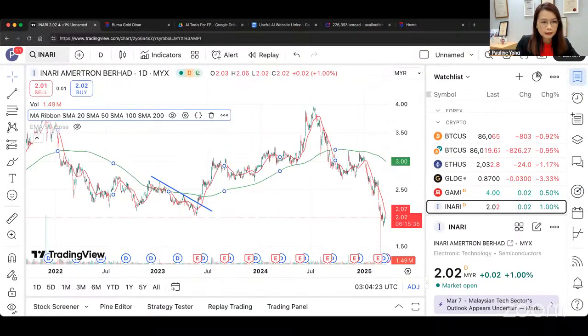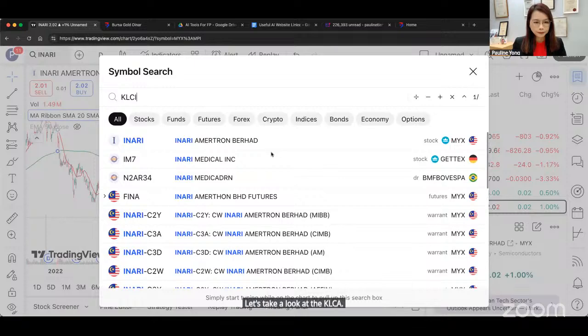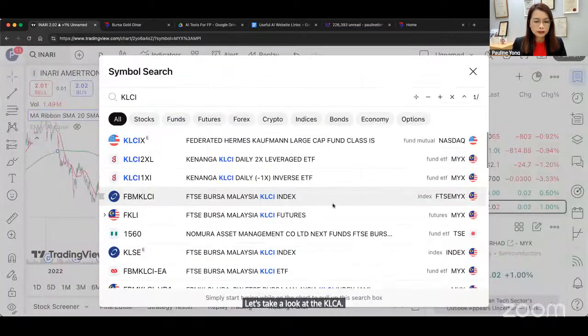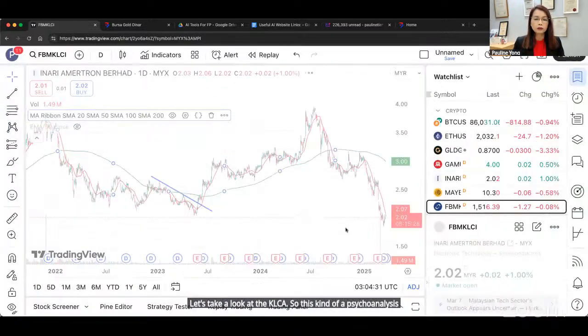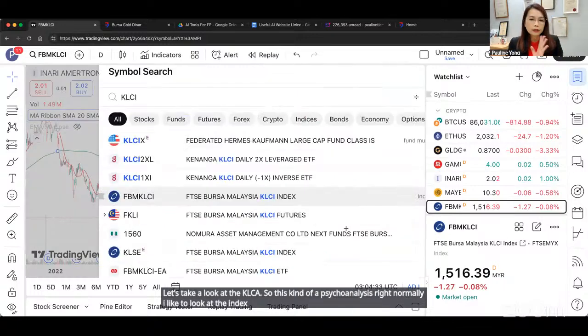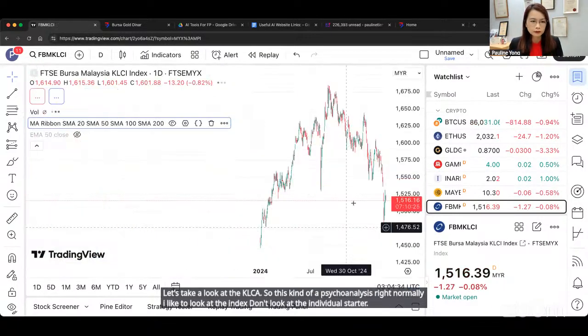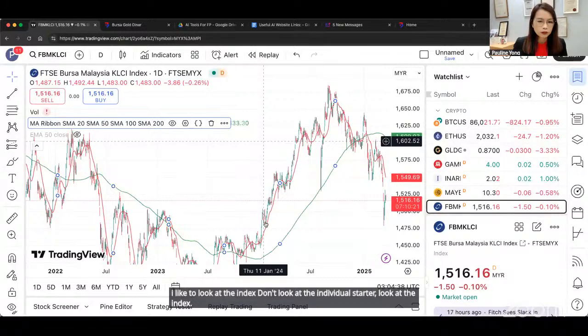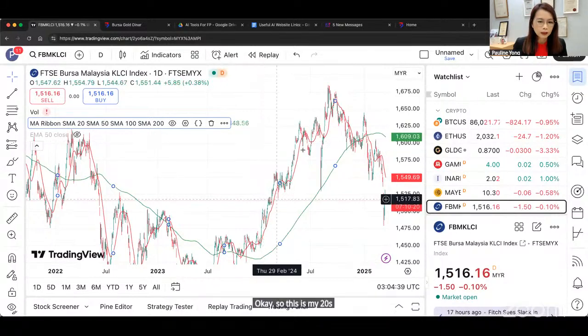Let's take a look at the KLCI. For this kind of cycle analysis, normally I like to look at the index. Don't look at the individual stock. Look at the index. Okay, so this is my 20 MA line, monthly or daily. Okay, so I need to change to monthly.